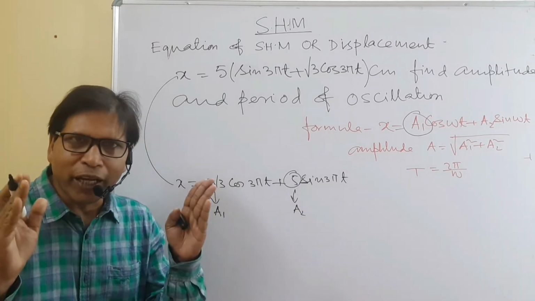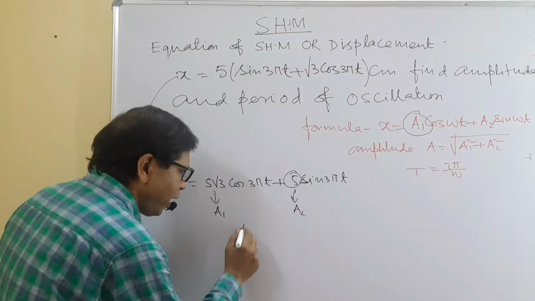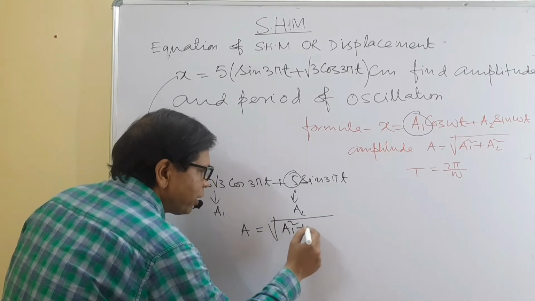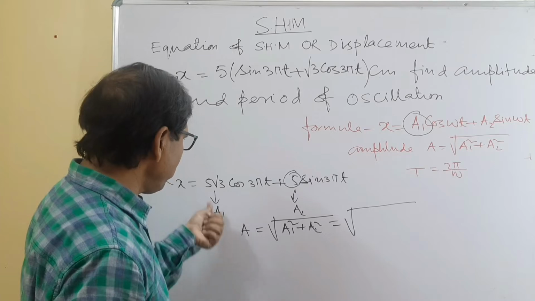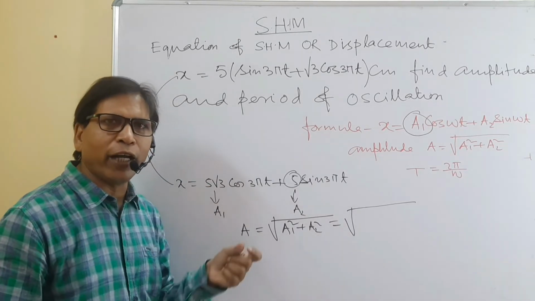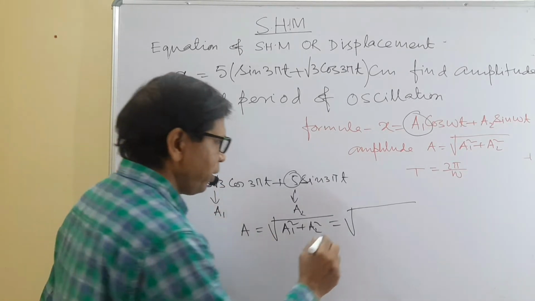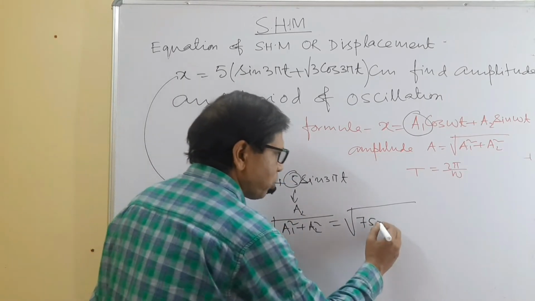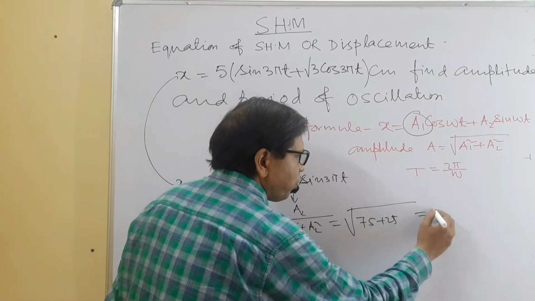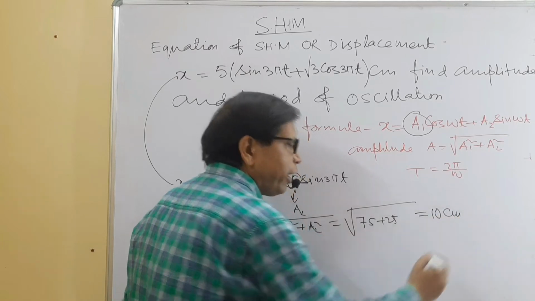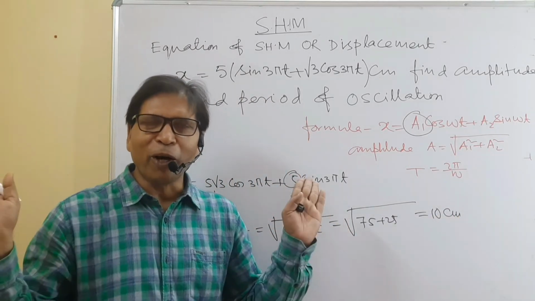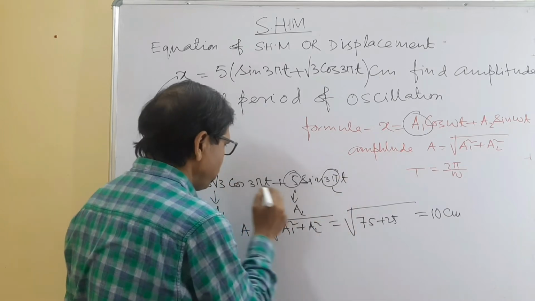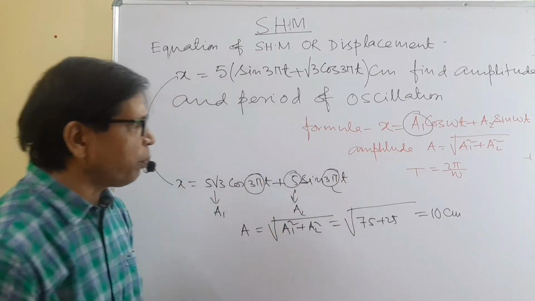Okay. Therefore, the amplitude of oscillation A equals root under a1 square plus a2 square. Look at this. a1 is 5 root 3, whole square, so this is 75, and a2 square is 5 square, that is 25, therefore 10. So 10 centimeter is the amplitude of oscillation. Okay, look at this. This is the angular frequency.